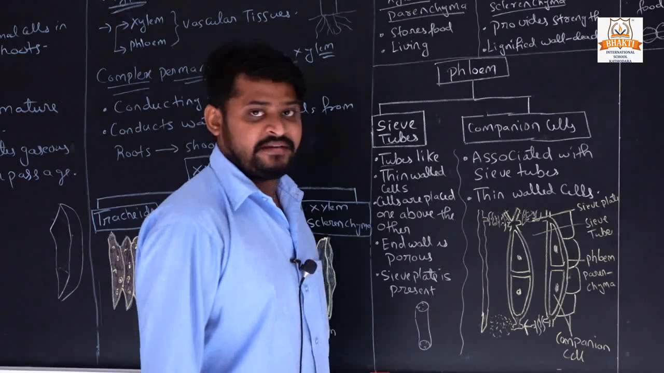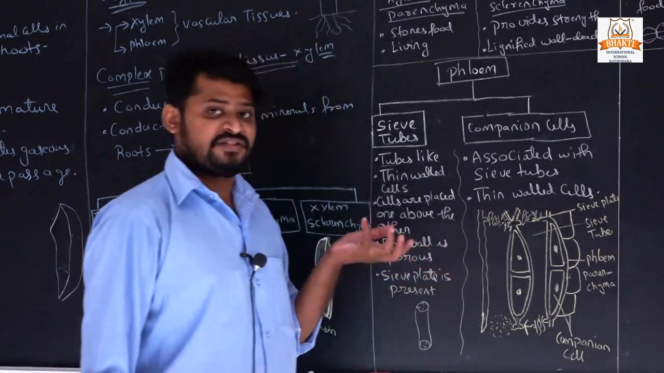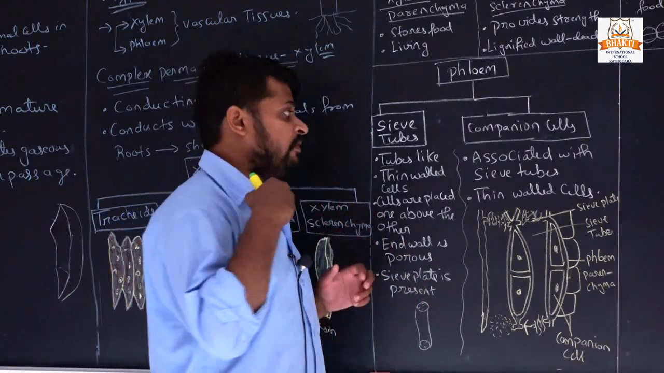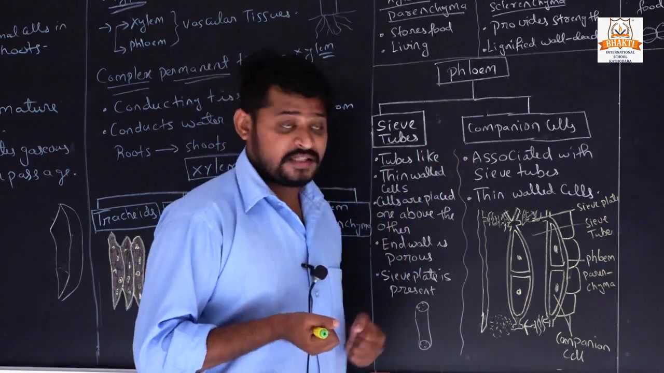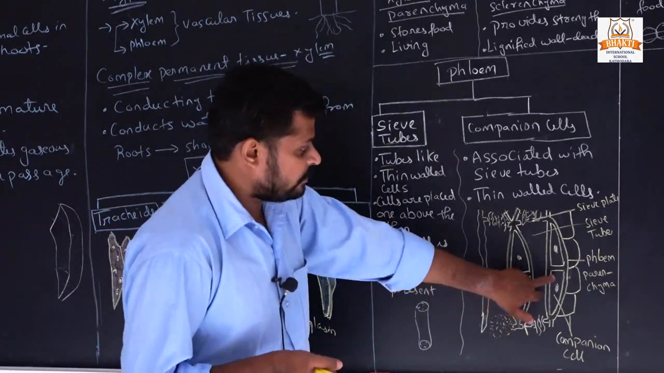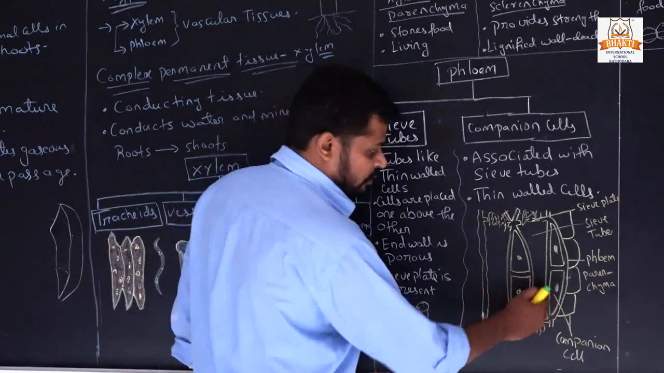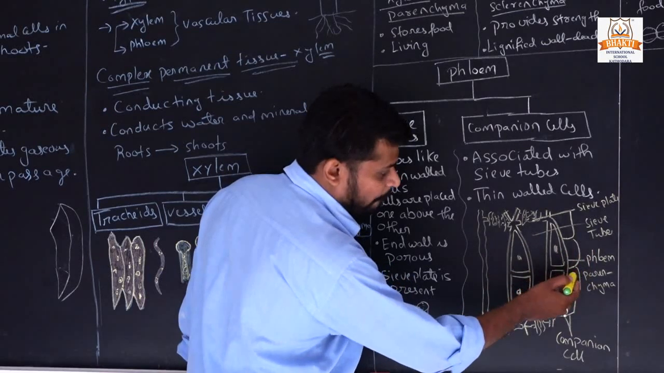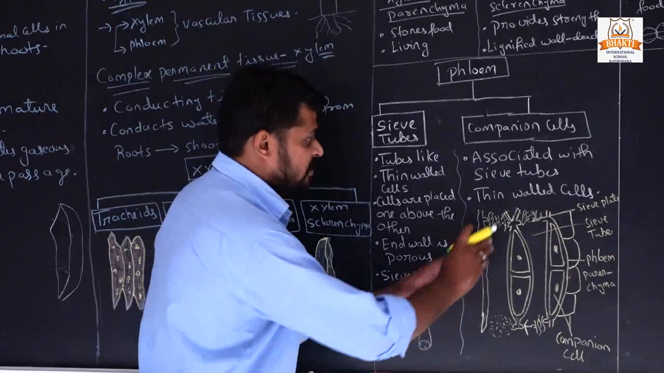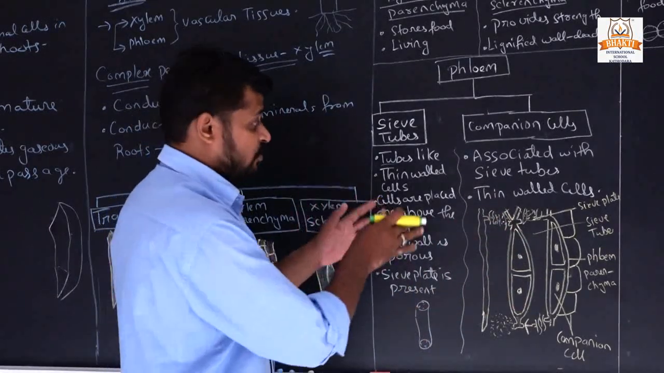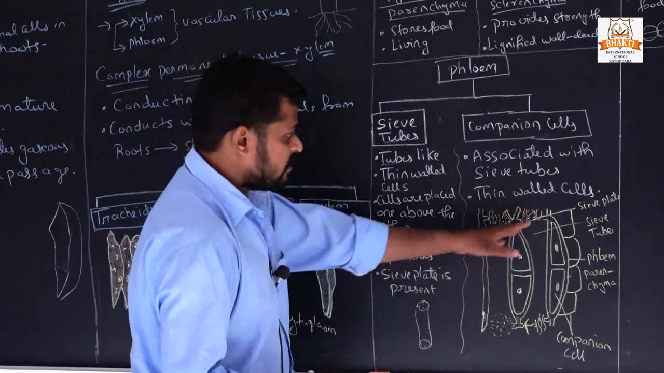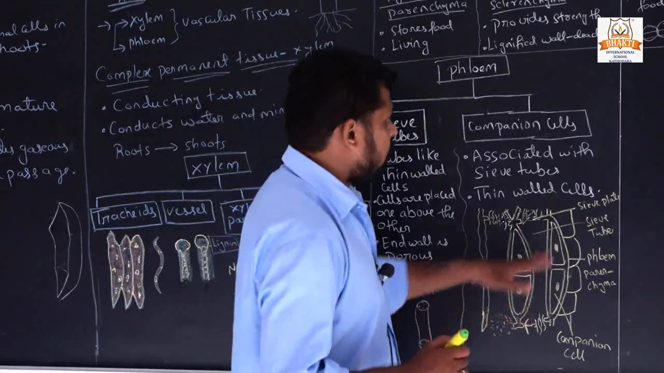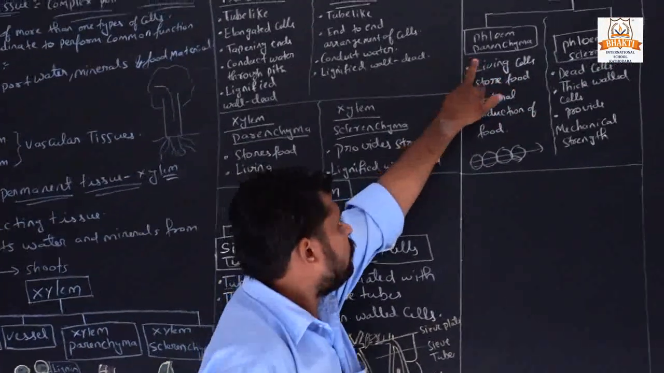Now the second one is the companion cell. The word companion means it is associated with sieve tubes. The walls are thin, and it gives company to the other cell. This is the structure. See, they give company to each other. And this is the sieve plate. This is the sieve tube. This is the phloem parenchyma. So this is the structure of phloem, in which these are the parts of phloem.